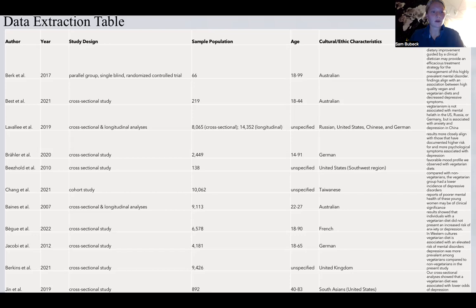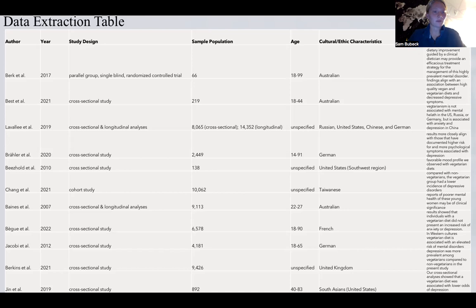The following article in 2021, it's very, very recent. It was a cross-sectional study of 219 individuals, again, small sample, aged 18 to 44. The reason they chose this age group was because that is determined to be the healthiest category of age groups. This was also an Australian focused study. Their findings align with the association between high quality vegan and vegetarian diets and decreased depressive symptoms. So, again, we have that positive outcome.